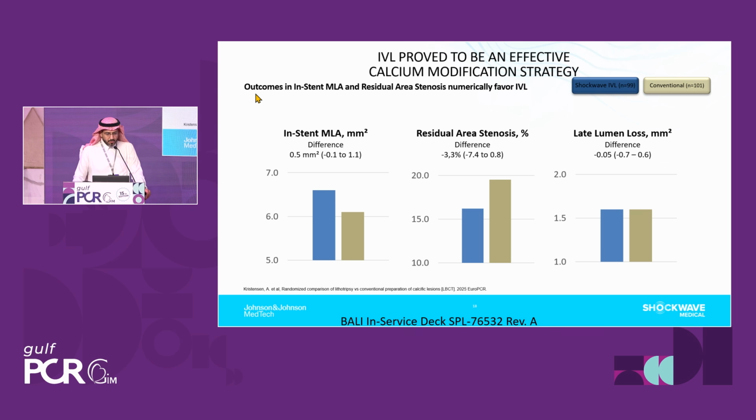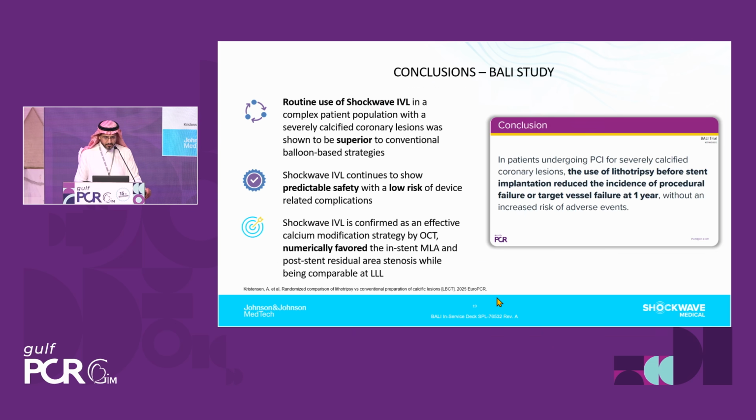Look at this one. The outcome of the instant MLA and the residual area stenosis numerically favored IVL. So the instant MLA is higher in the IVL group. The residual area stenosis is lower in the IVL group, and the late lumen loss is the same in both arms.